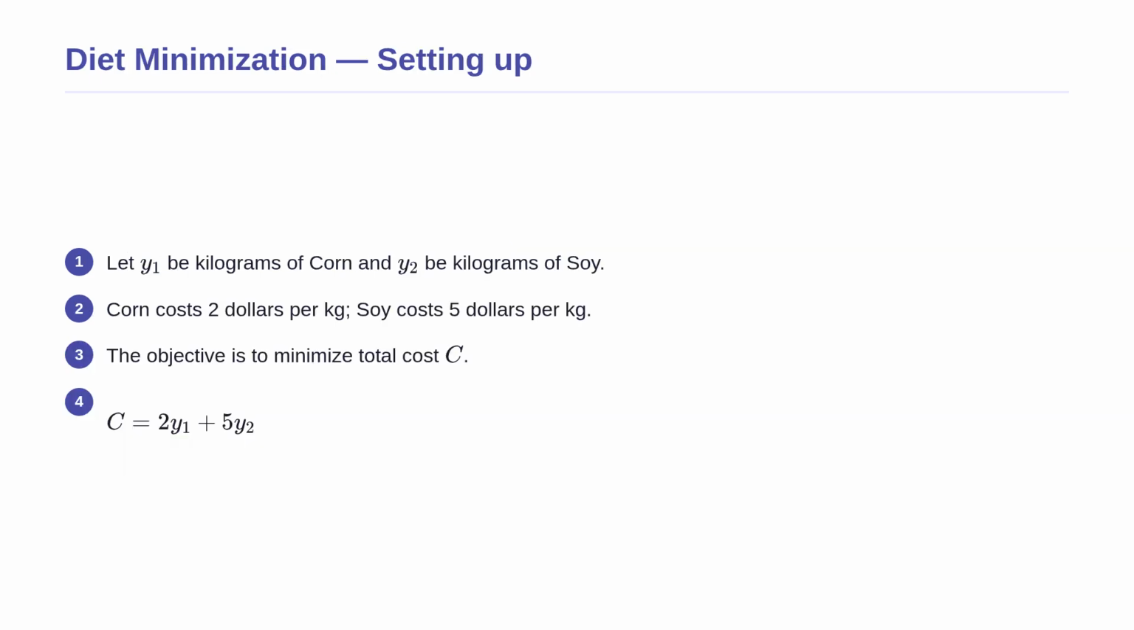Let us look at a second example, where the objective is to minimize something rather than maximize it. A farmer needs to mix a daily diet for his cows using corn and soy, aiming to minimize the total cost. Our decision variables are the kilograms of corn, called Y1, and kilograms of soy, called Y2. Corn costs $2 per kilogram, and soy costs $5. Therefore, our objective function for the total cost C is 2 times Y1 plus 5 times Y2. Unlike the previous example, our mathematical goal here is to make C as small as possible.